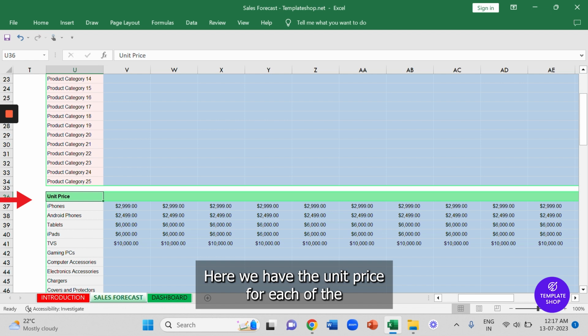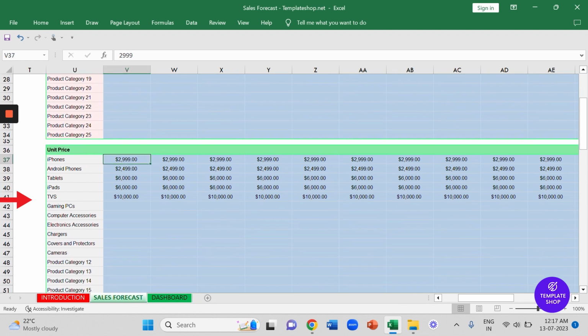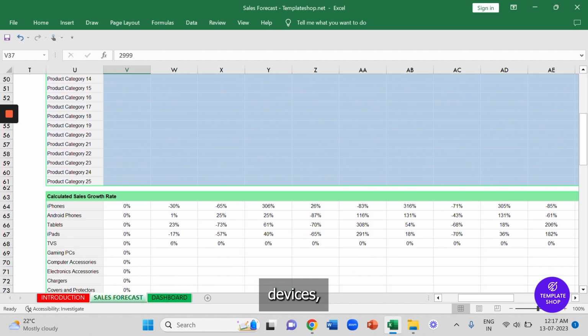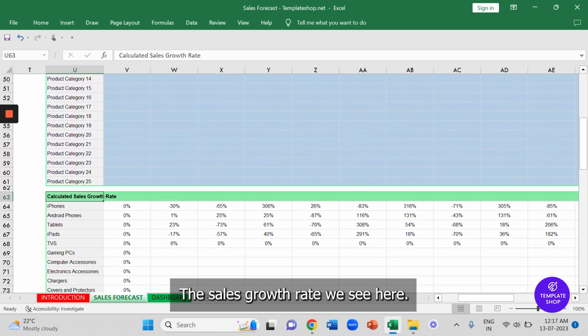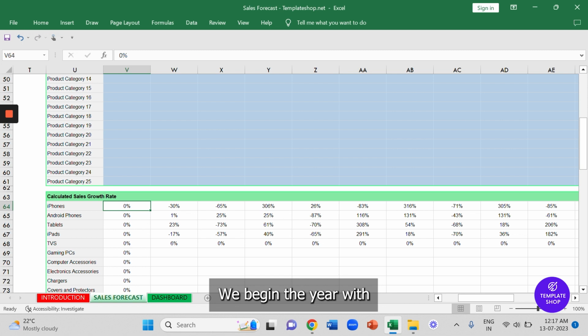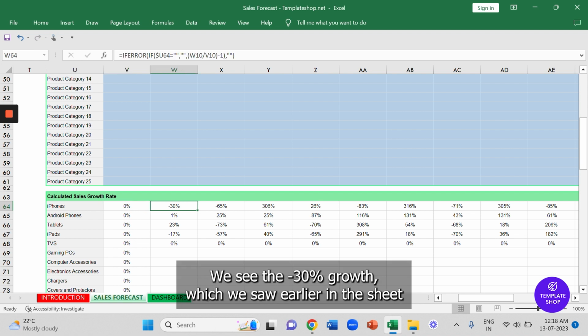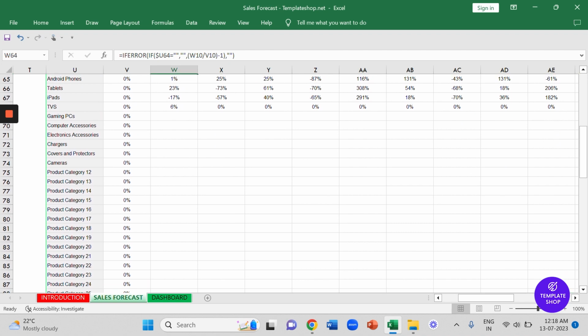Here we have the unit price for each of the devices. The sales growth rate we see here, we begin the year with January, so this is going to be 0. Here we see the minus 30% growth, which we saw earlier in the sheet.